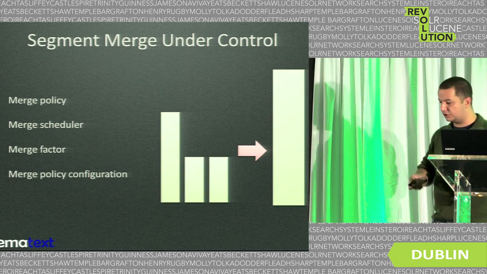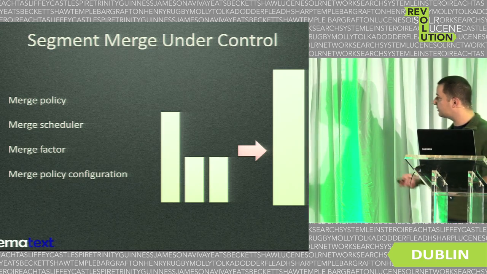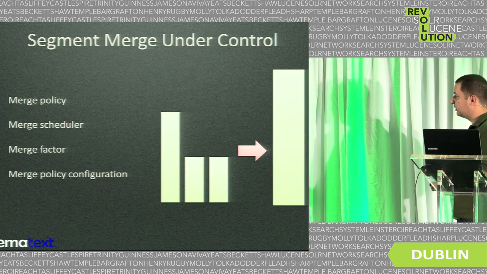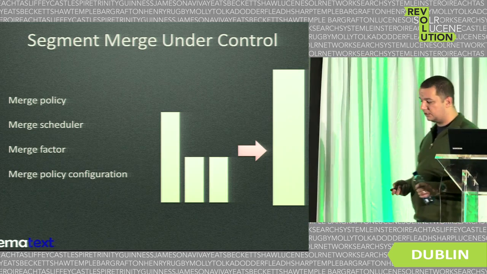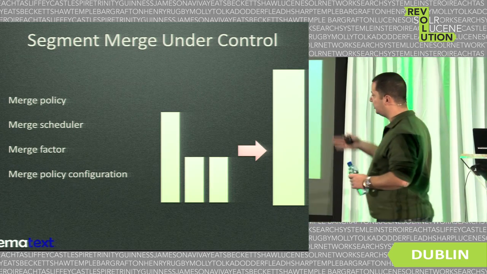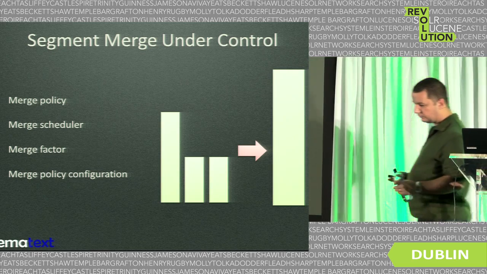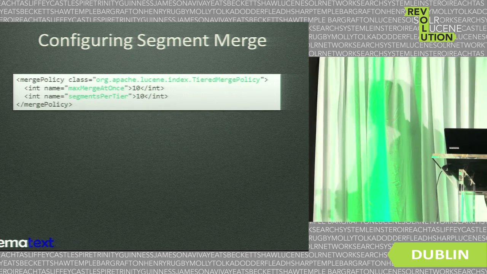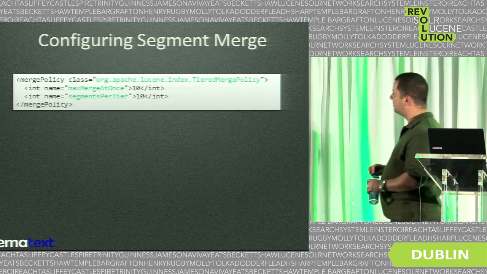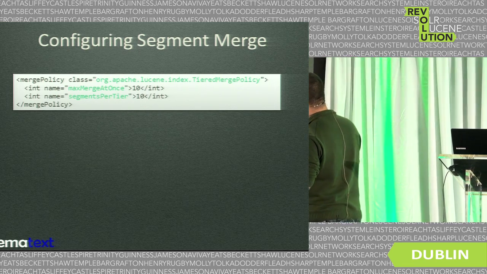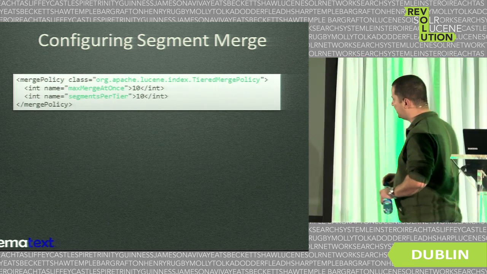We can control that process. We can set the merge policy, which I'll talk about in a second. We can have a merge scheduler, with which we control how the merge is done. We can specify the merge factor, and we, of course, can configure the merge policy itself. For example, this is the configuration of the merge policy called tiered merge policy. In addition to that, there is a log merge policy and a log bytes merge policy.